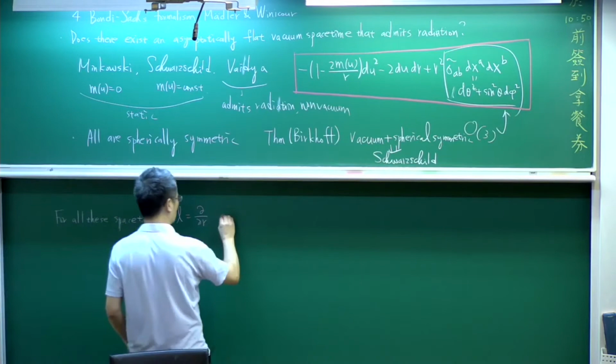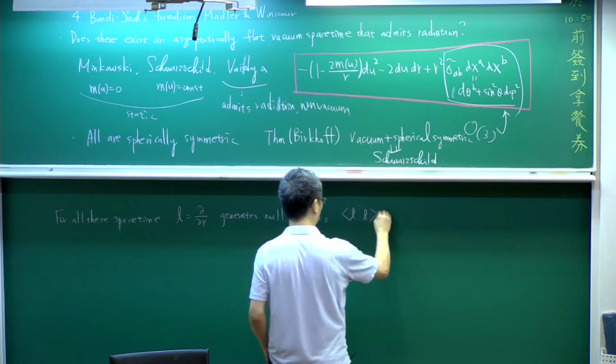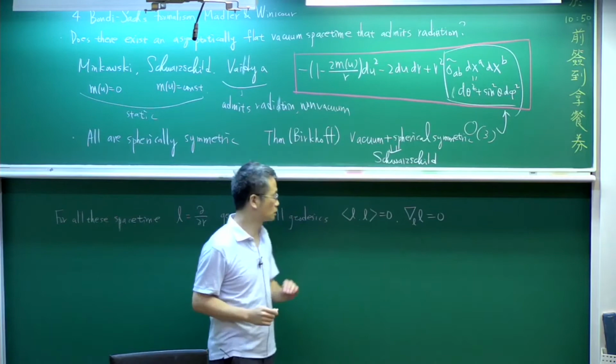This one actually generates null geodesics, so we have L·L equal to zero. And so this is a null vector. If you look at its integral curves, those are null curves. And this tells you that these are actually geodesics. So these are null geodesics. This is ∂/∂r here. We verified last time.